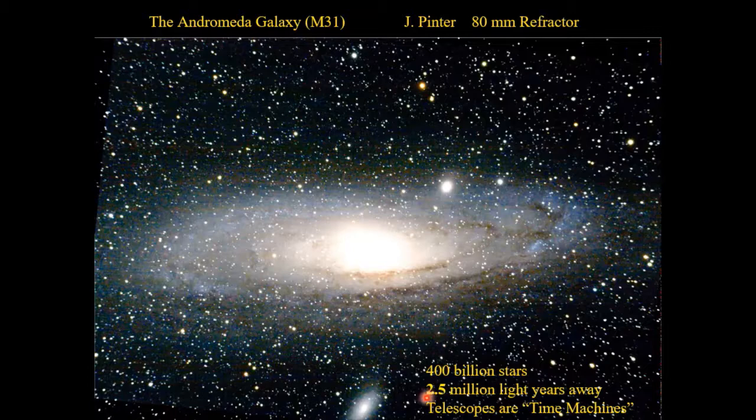So in a sense, telescopes are time machines. When we look through a telescope, we're looking back into the past. This is what the galaxy looked like 2.5 million years ago. And astronomers have built, obviously, much more powerful telescopes than this, allowing us to look back billions of years into the past of our universe's history.